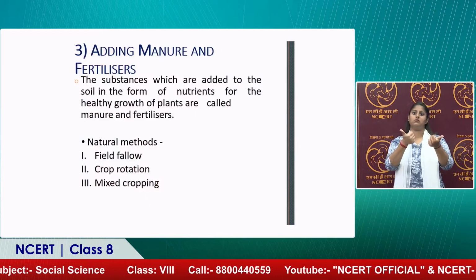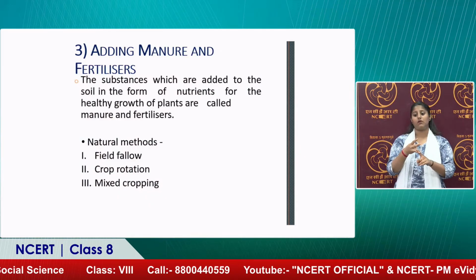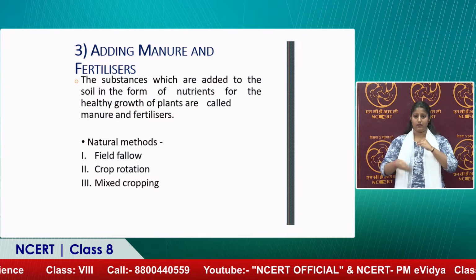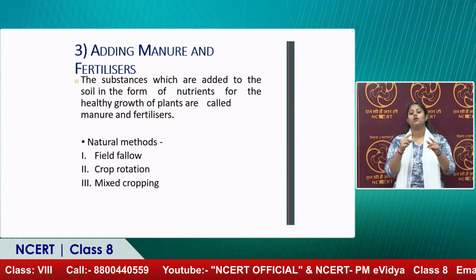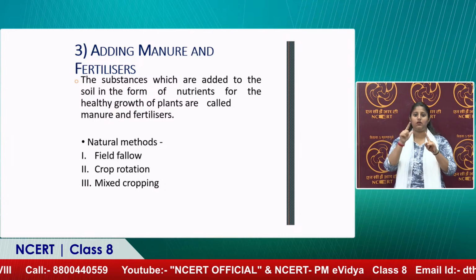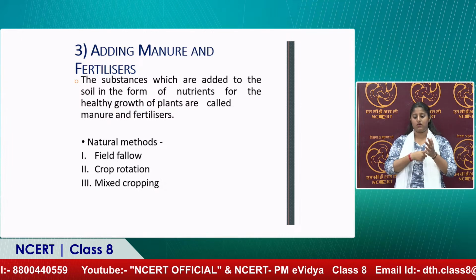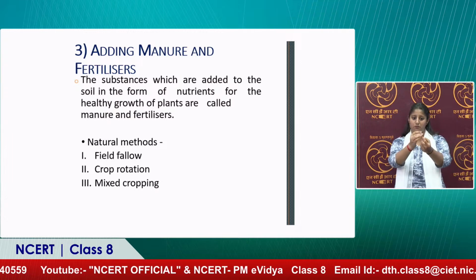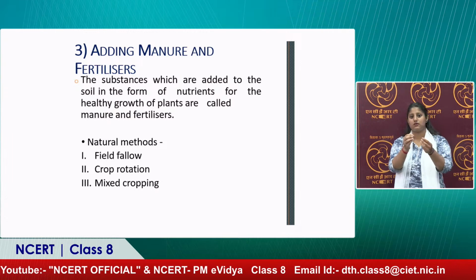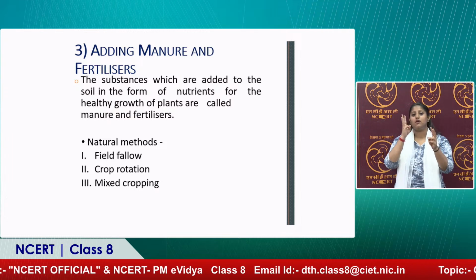Wonderful. Now next we have the third step that we have seen, which was adding manures and fertilizers. Why is that required? Because seed needs nourishment, our plant needs nourishment. So from where does the nourishment come? It comes from the manures or the fertilizers that we are adding.